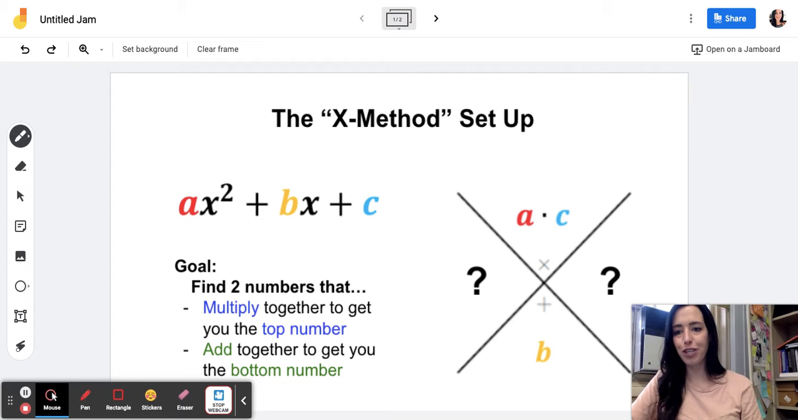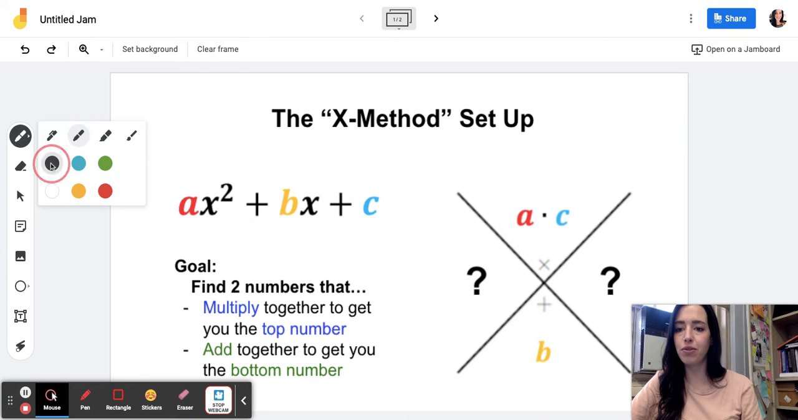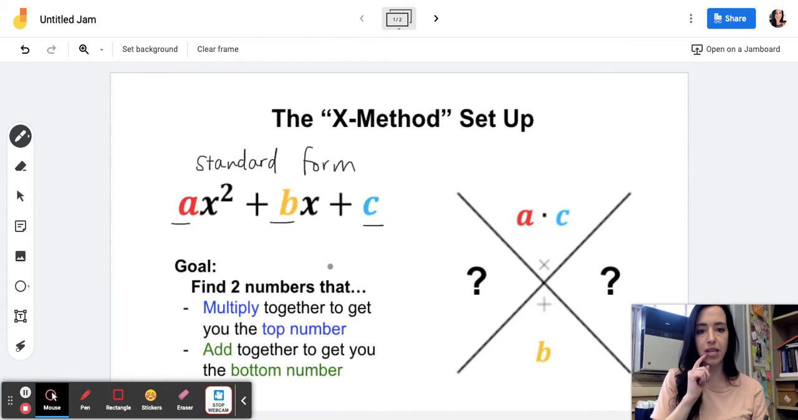Hey guys, I am going to show you how to use the X method to factor a quadratic function. Before I do, just some quick reminders. We have a quadratic function right here in standard form. A, B, and C are going to be our coefficients and then our constant at the end.